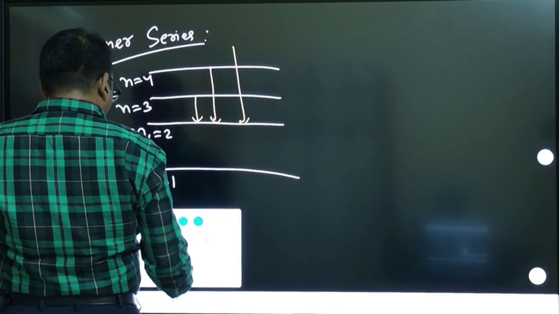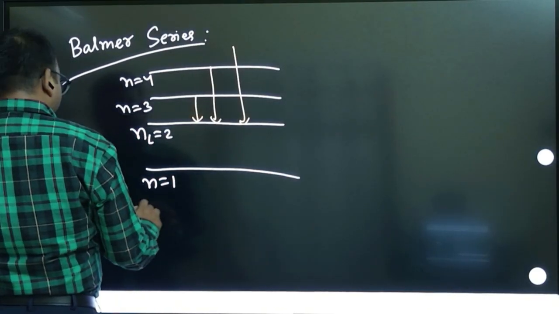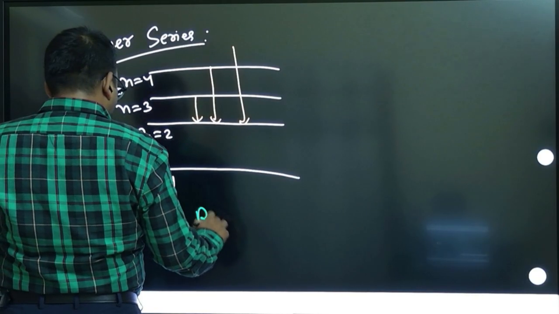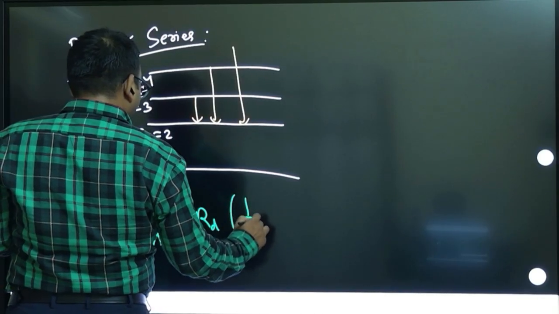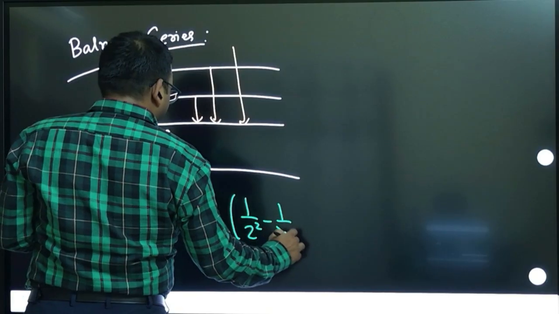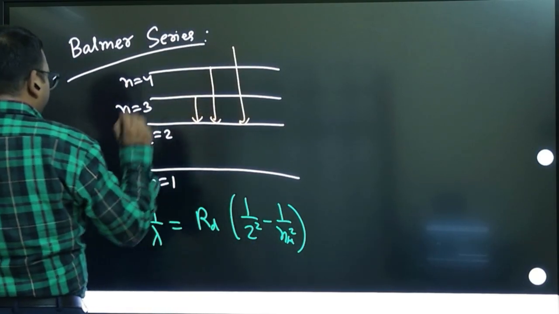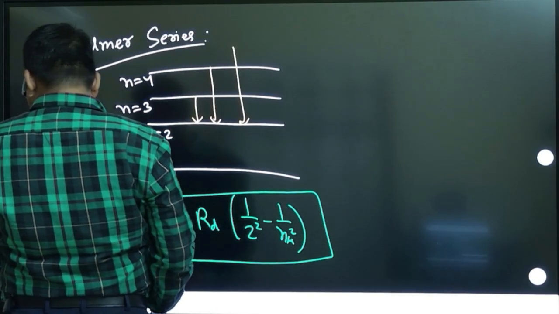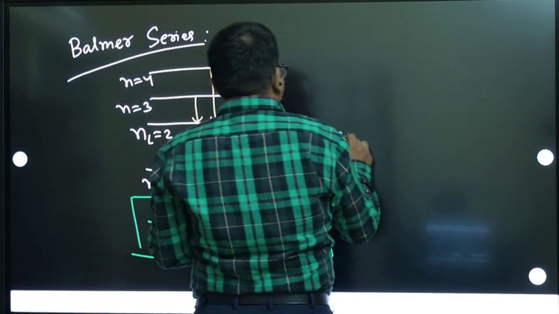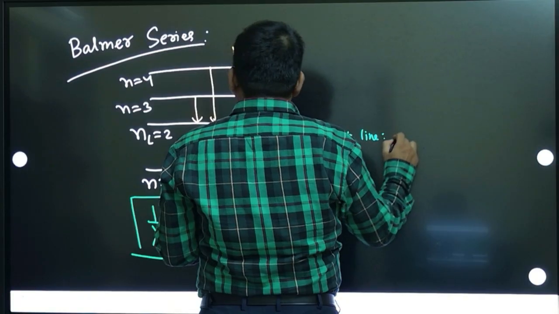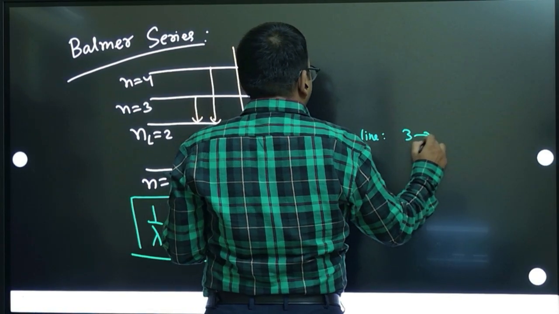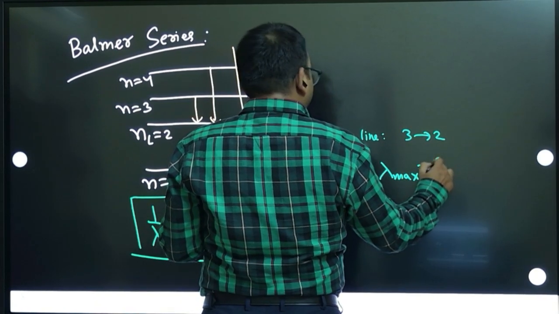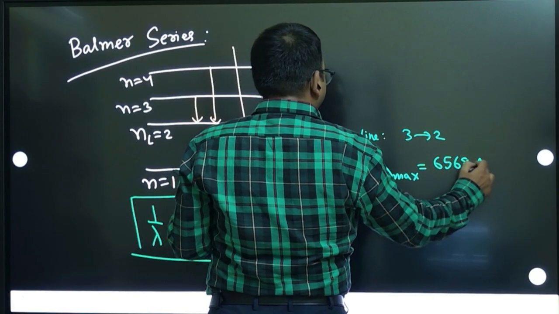So here we need to note the formula for 1 by lambda: Rydberg constant times (1 by 2 square minus 1 by higher square). Higher can be 3, 4, 5, all those. Okay, the wavelength. Then what else? Here the first line means going from where? 3 to 2. Transition happening from 3 to 2. This is the maximum wavelength, which is nearly 6568 angstrom.